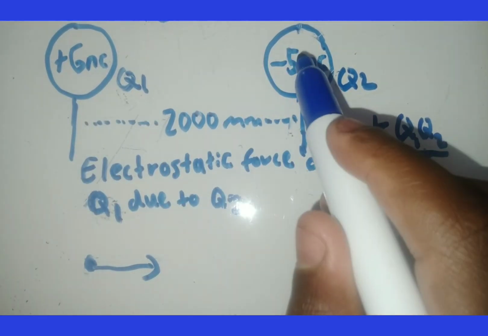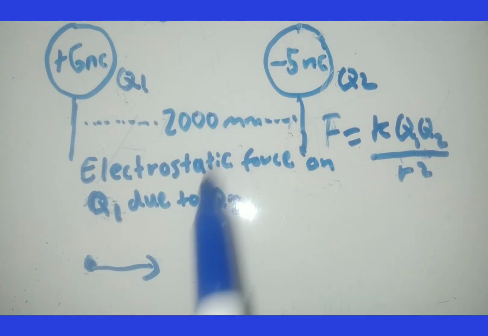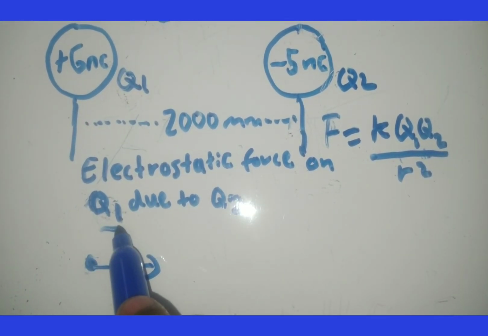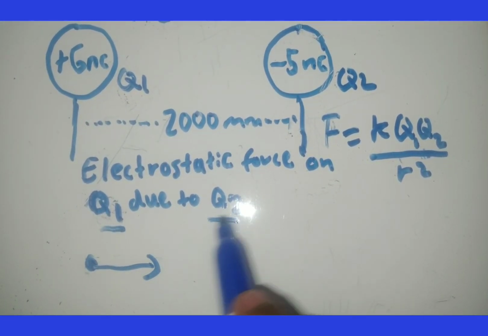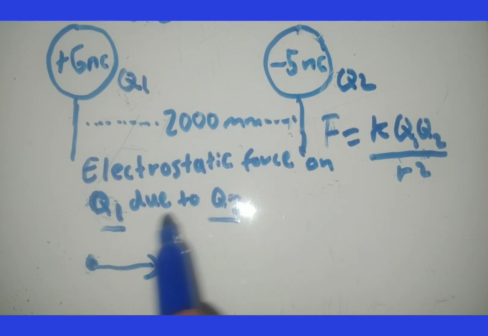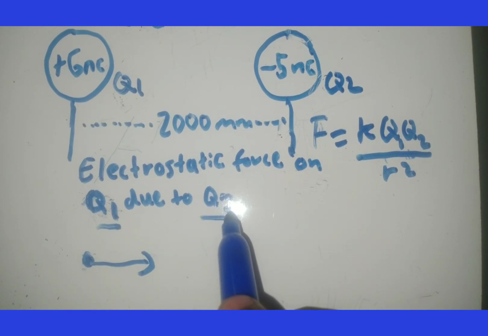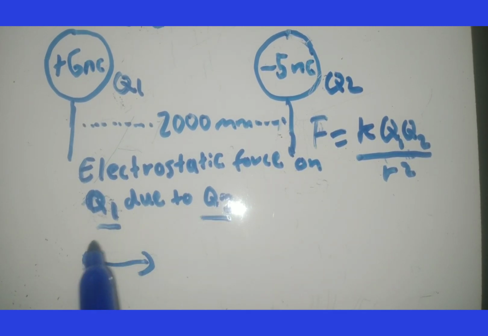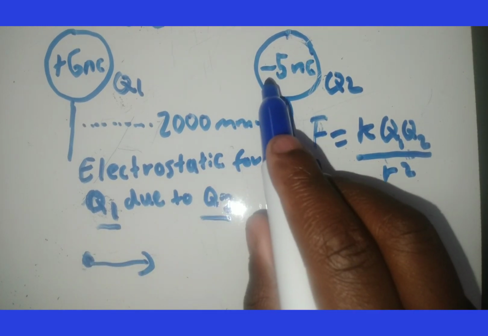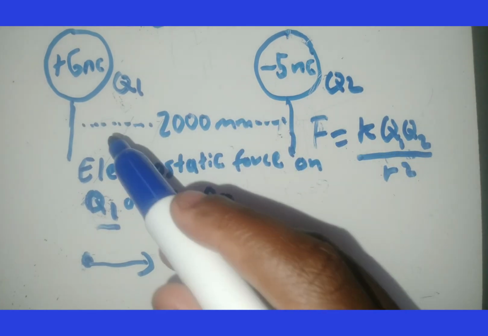But Q2 is also attracting Q1 towards it. So when the question says on Q1 due to Q2, you have to look at it as what is Q2 doing to Q1. Q2 is pulling Q1 towards its direction because it's an attractive force. If it was a repelling force, it was going to be pushing Q1 away, hence it was going to be towards this direction.